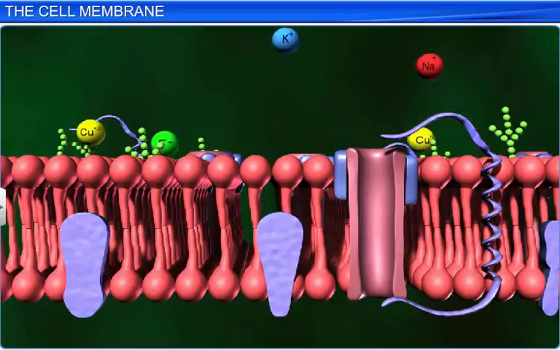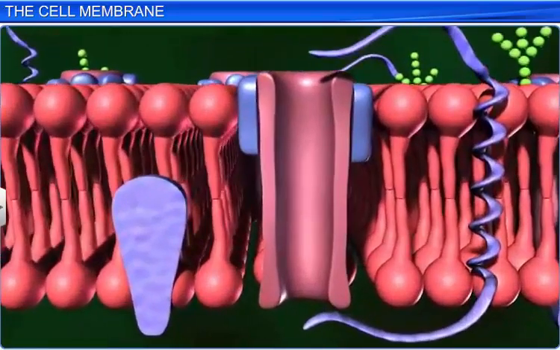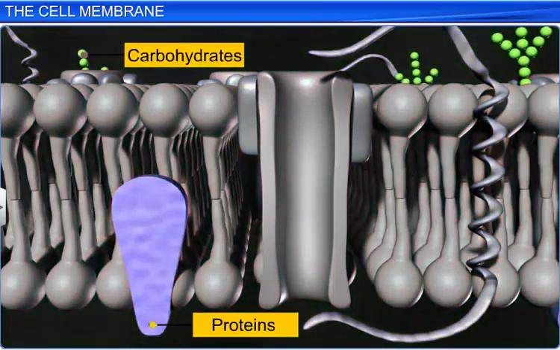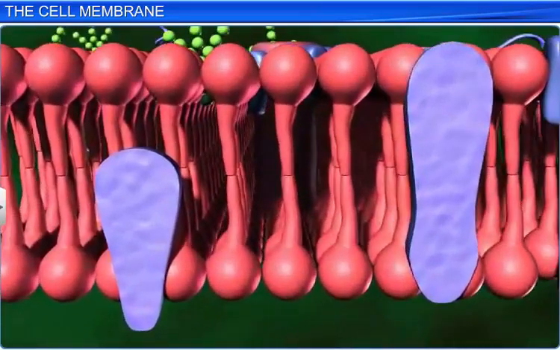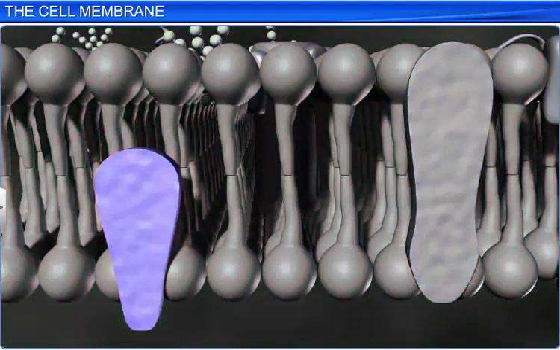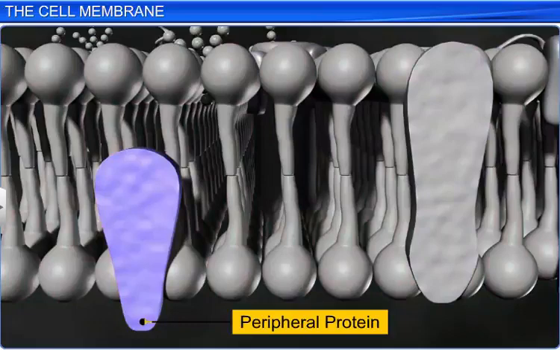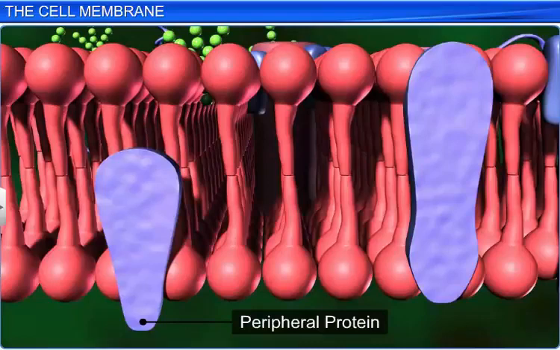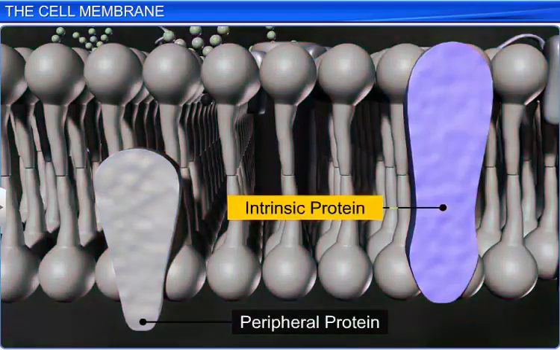Later, biochemical investigations revealed that apart from lipids, proteins and carbohydrates too are a part of the cell membrane. Moreover, the proteins are arranged in two forms, peripheral and intrinsic. Peripheral proteins lie on the surface of the membrane and can be easily removed by physical methods. On the other hand, intrinsic proteins are totally or partially embedded in the bilayer and can be removed only after disrupting the entire membrane.